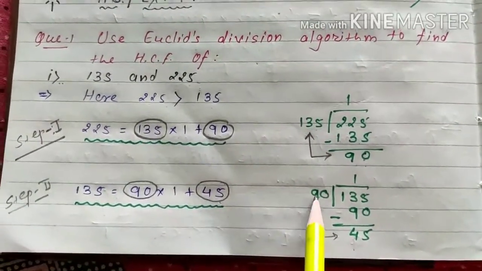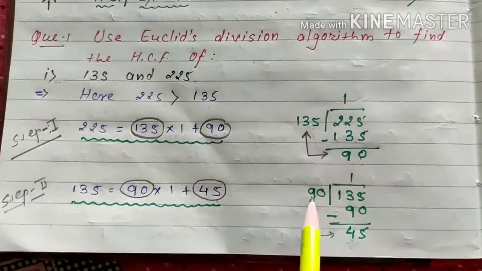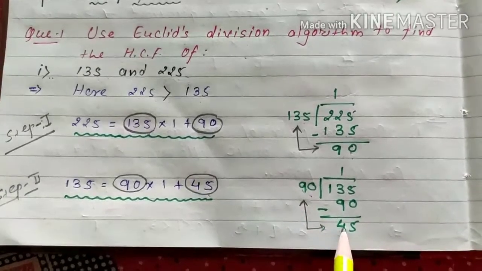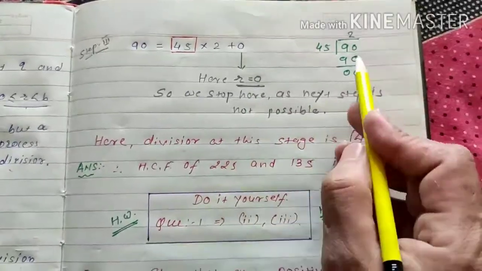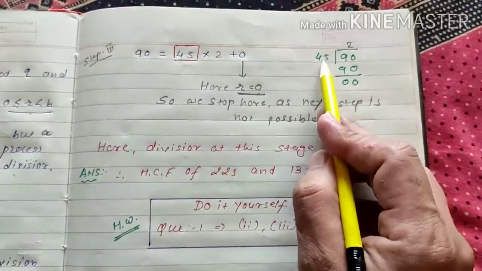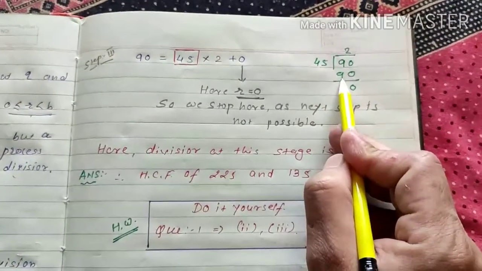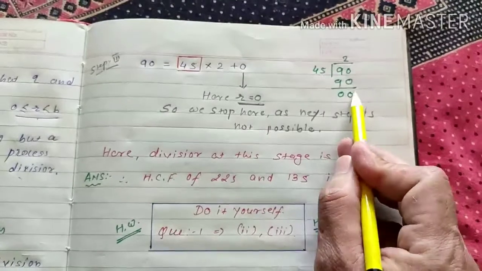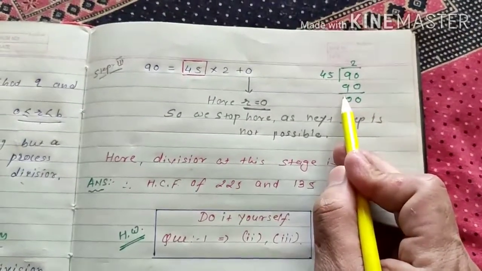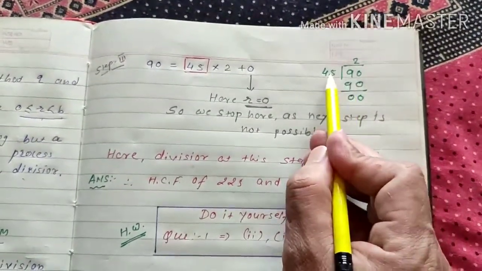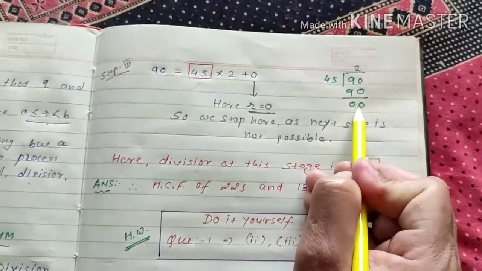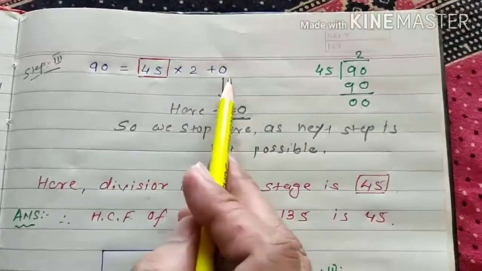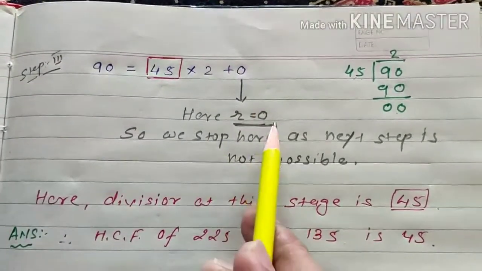Now again 90 and 45. So bigger is 90 and smaller is 45. So divide 90 by 45. 45 twos are 90. So here our remainder is 0. So our sum is almost over. So we can write again dividend is equal to divisor into quotient plus remainder. So 90 is equal to 45 into 2 plus 0. So here remainder is 0.